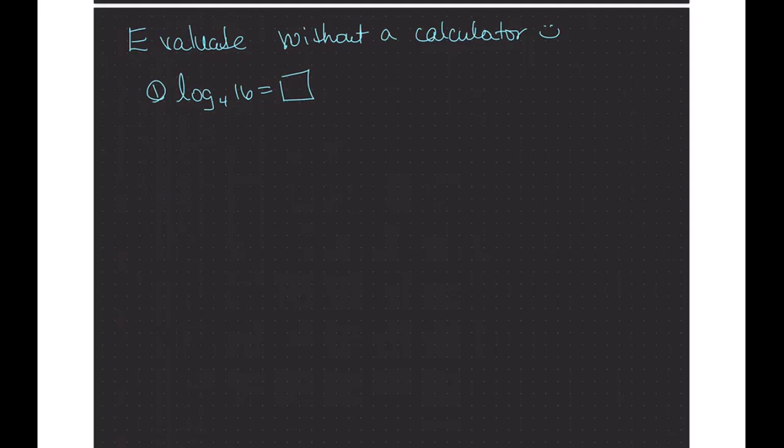So since I have a logarithm, I'm going to write it as an exponent. So my base is 4, and 4 is going to be raised to some number, my exponent, and that's going to equal my number, which is 16. So I have to try and figure out 4 to what is going to give me 16. How about 4 squared? So then I know that log base 4 of 16 is going to be 2.